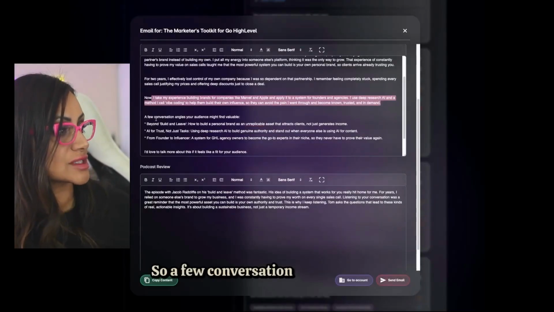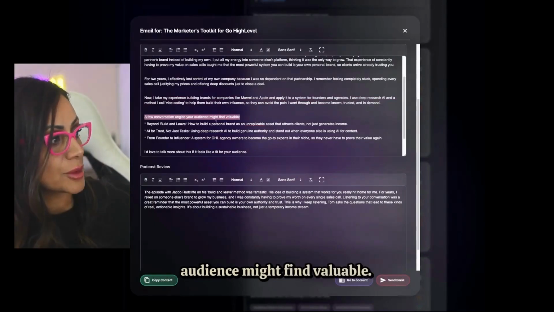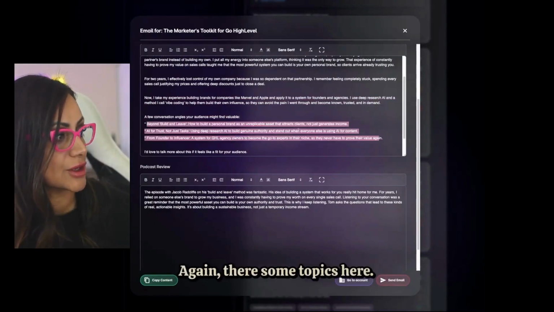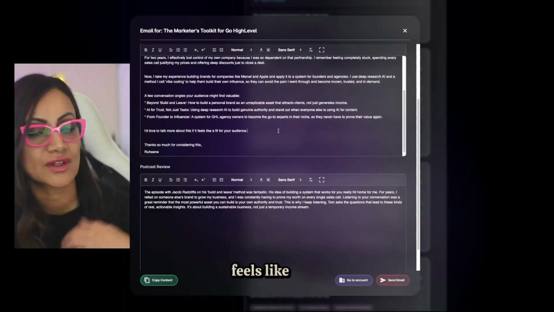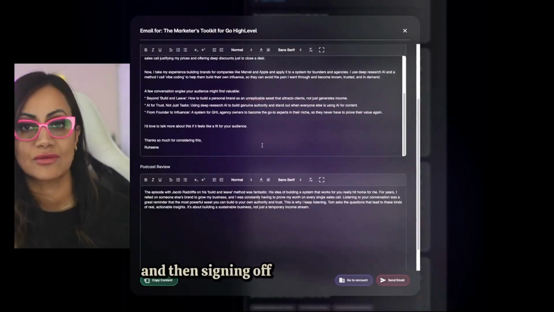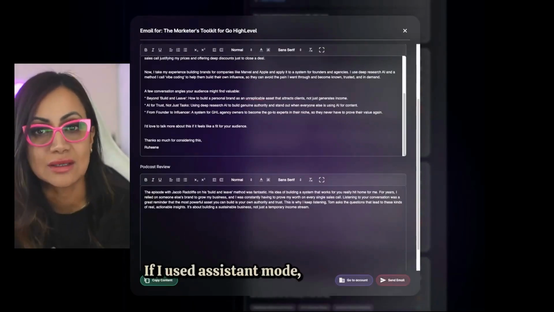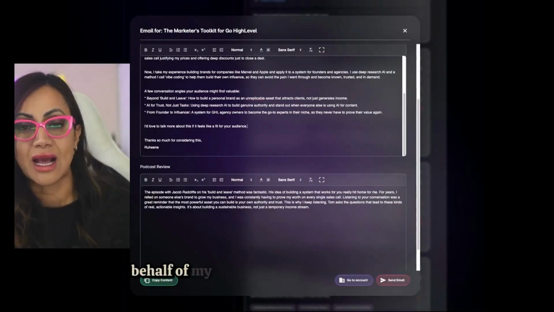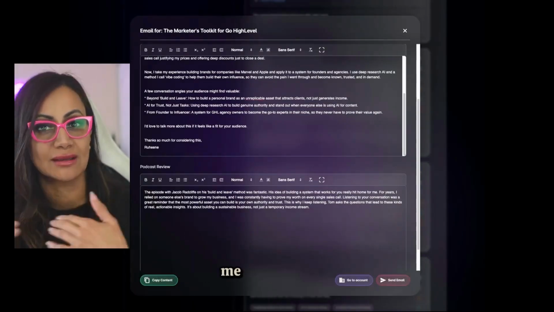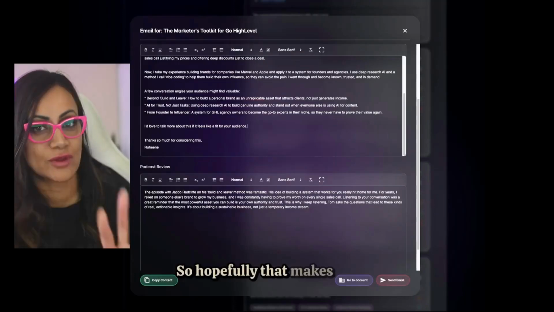So a few conversation angles that your audience might find valuable. Again, there are some topics here. I'd love to talk more about this if this feels like a fit. And then signing off. Again, because this is in solo mode, it's signing off as me. If I used assistant mode, it would sign off on behalf of my assistant who is representing me as the expert. So hopefully that makes sense.